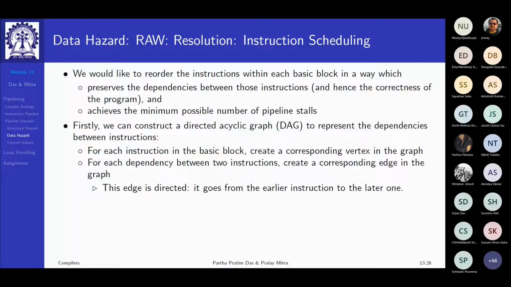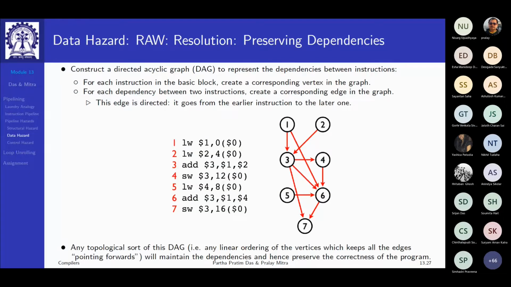We first construct a DAG to represent the dependencies between instructions. In the DAG, each instruction in the basic block will be a vertex in that graph. And each dependency between two instructions will put a directed edge in the graph, which goes from the earlier instruction to the later one, based on the data dependency. So we construct a directed acyclic graph to represent the dependencies.